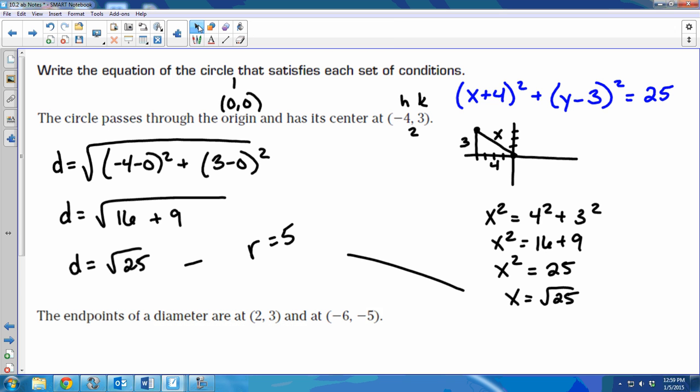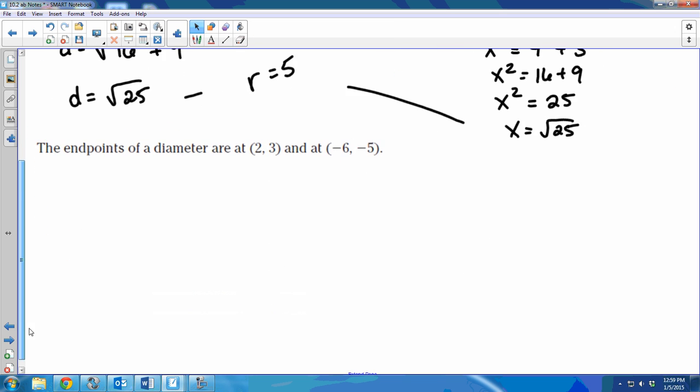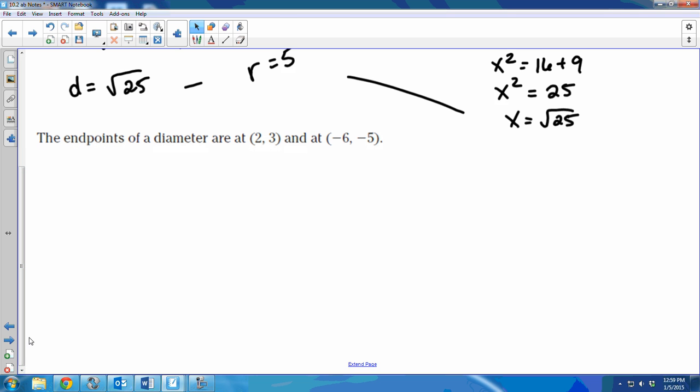Okay, then one more and I'll be done. The endpoints of a diameter are 2, 3, and negative 6, negative 5. So the diameter is the whole entire length of the circle, right? Now, I need to know the center and the radius in order to do anything with this equation. So if I know the two endpoints of the diameter, then what am I going to do to find the center?